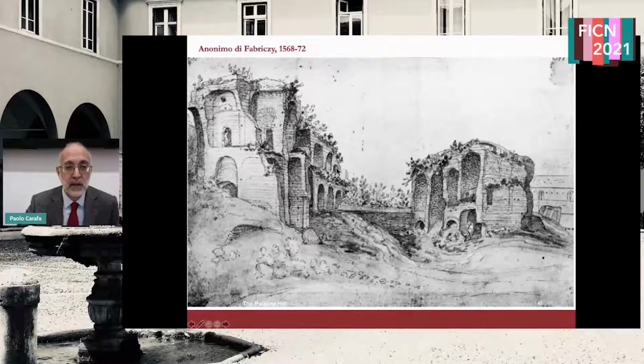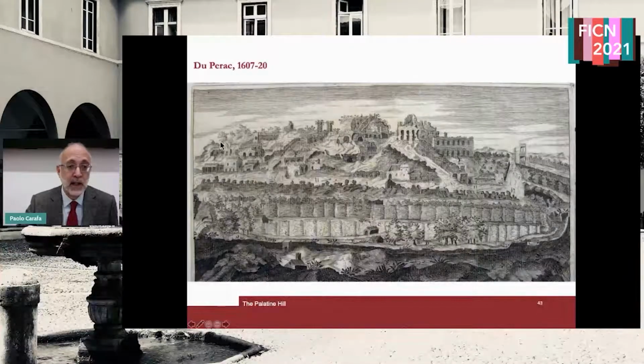Here is even clearer. You can see 1, 2, 3 stores with gates and arches. Here, once again, is another view of the Palatine. This is the southwest corner, and once again, we see a number of arches.